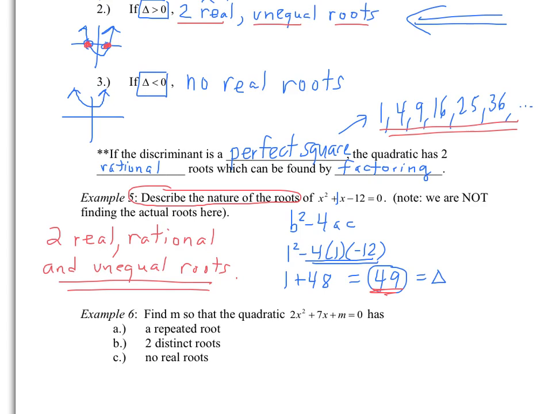We're not going to worry about this last example 6. The focus is again on just calculating your discriminant, understanding that if it is a perfect square, such as what we have up here, you're going to end up with rational, real, and unequal roots. And you'll be able to find them through factoring.